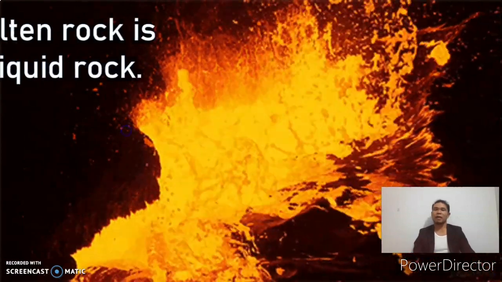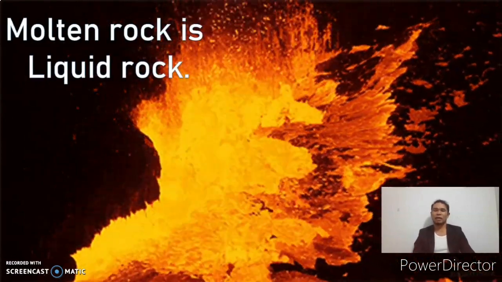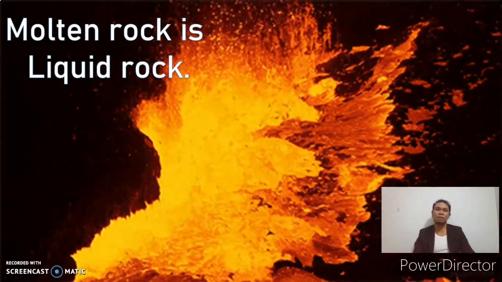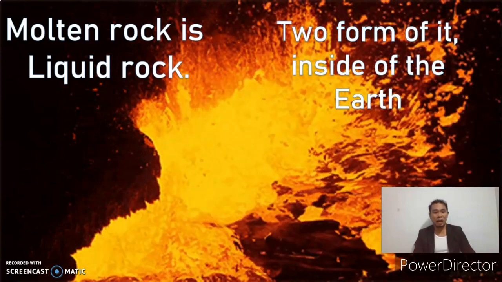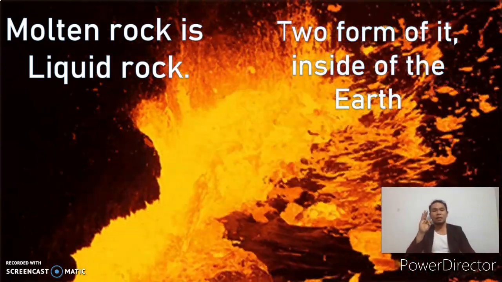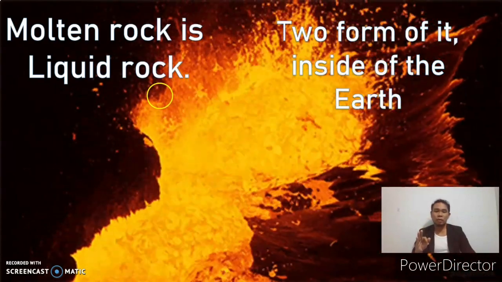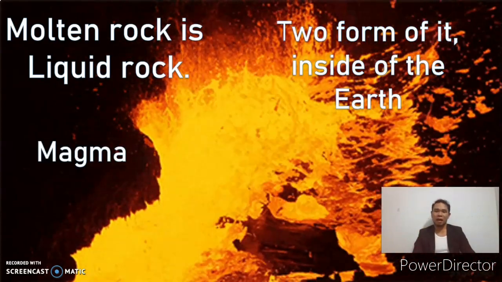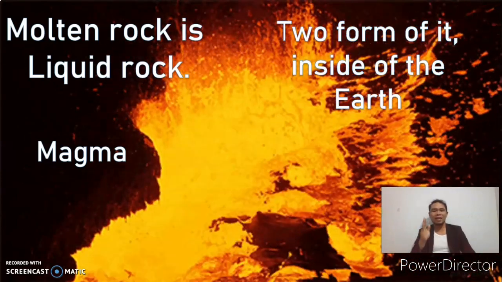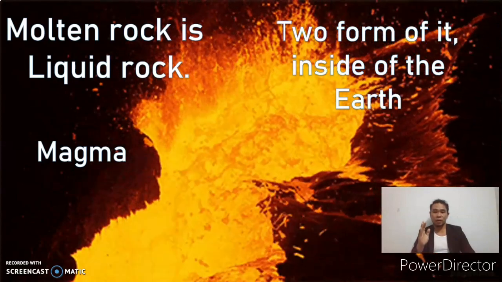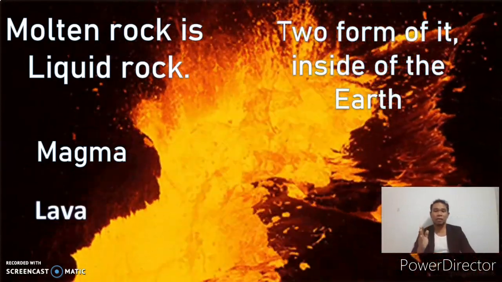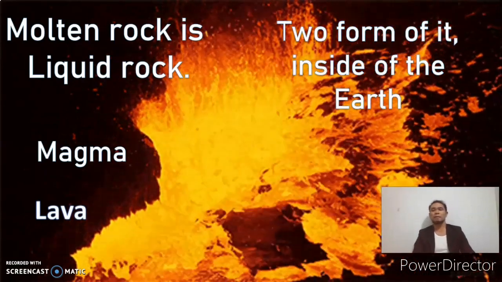All right. What is molten rock? Molten rock is a liquid rock. There are two forms of it inside of the earth. The two forms of the molten rock are called magma. But when it comes out from the inside of the earth, that is called lava. So that is molten rock.